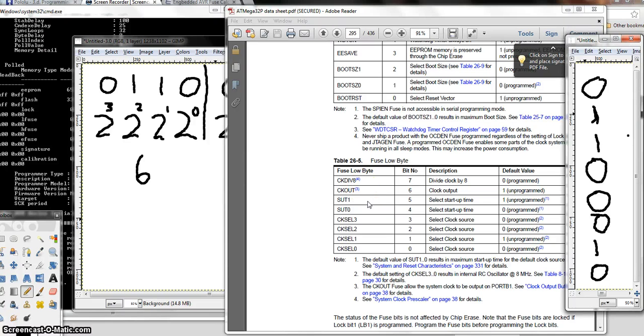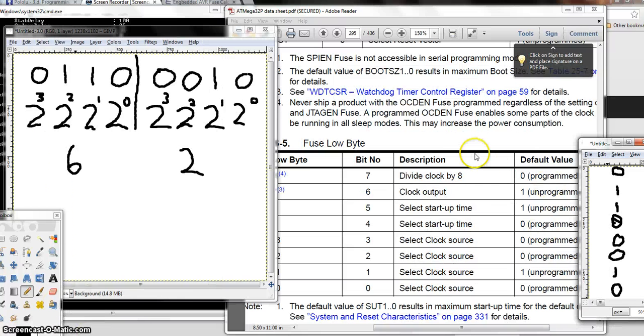Okay, SUT1 is set, and then SUT0 is set, and clock select 3. I'm already screwing up the order, aren't I? Hold on. Alright, sorry about that. I was getting a little mixed up.